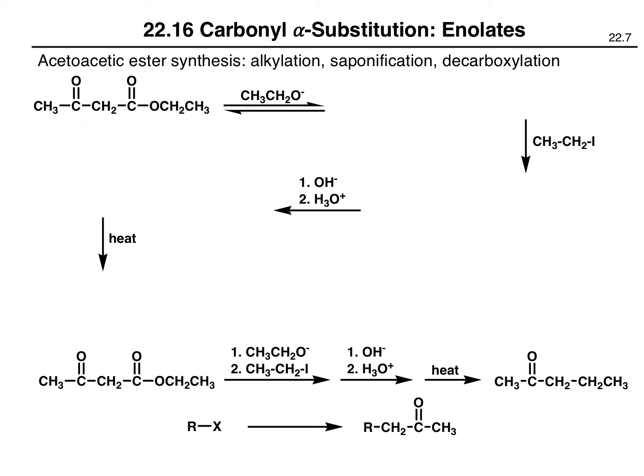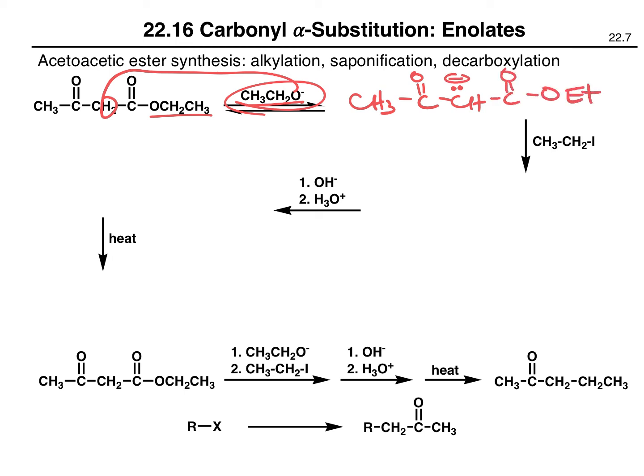Notice what we have is an ester, and then alpha beta to it, we have a ketone. This can be treated with a base. We still pick an alkoxide base that matches our ester. This is going to pull off one of these protons, giving us this enolate. I'm just going to use Et for the ethyl group.